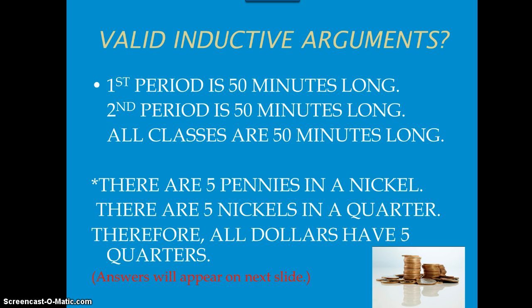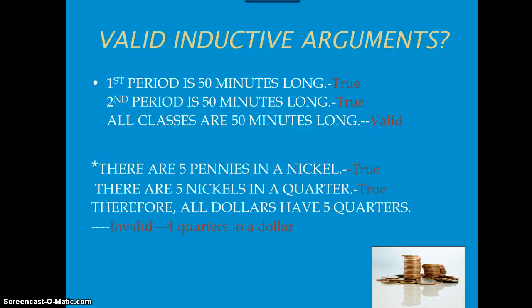First period is 50 minutes long. Second period is 50 minutes long. All classes are 50 minutes long. Well, we can assume that perhaps there would be a period that wasn't, but based on this it seems to make sense. There are 5 pennies in a nickel. There are 5 nickels in a dollar. Therefore, all dollars have 5 quarters. This is obviously a problem.